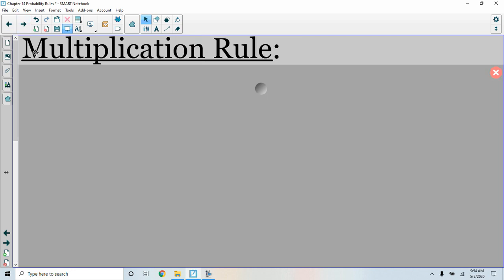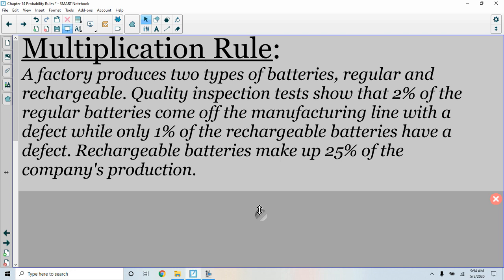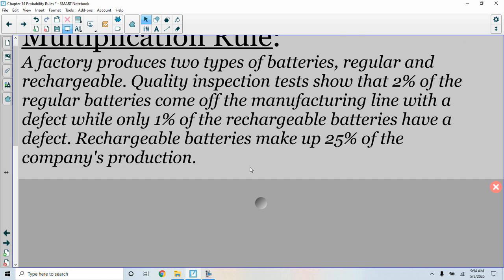We also talked about the multiplication rule. This applies to events that are independent or not independent. If we want to find an and probability, the probability that both things happen, if they're independent, we can just multiply the two probabilities together. If not, we have to do something different. So go ahead and read this about batteries.